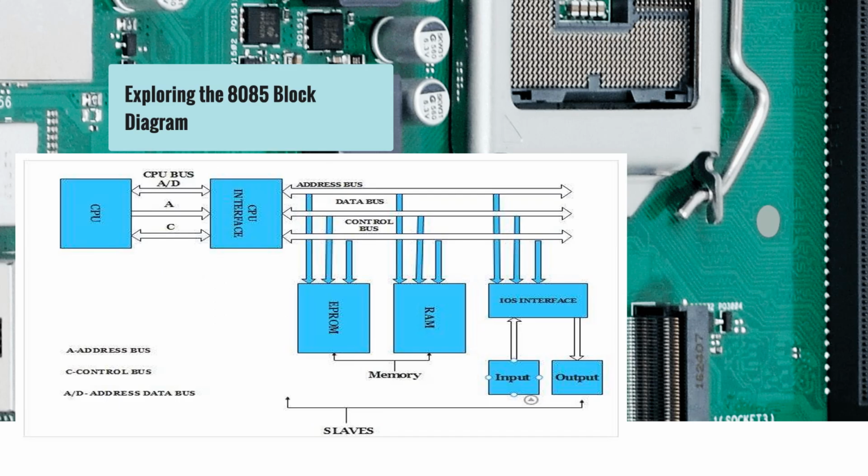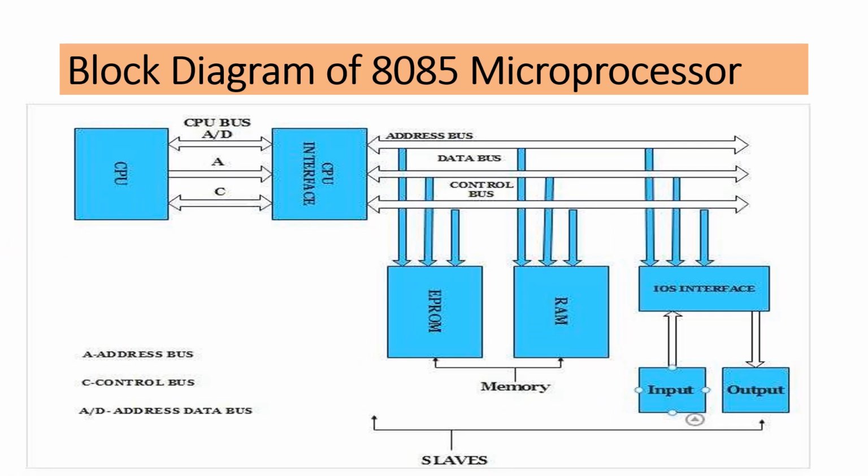Let us see the block diagram of 8085. The screen flashes the block diagram of the 8085 microprocessor, which has several key components. They are the arithmetic and logical unit, which performs the arithmetic and logical operations; the data bus, which helps to transfer data between the microprocessor and memory or IO devices; and the address bus, which carries the memory address from the microprocessor to memory or IO devices. The control bus in the 8085 microprocessor consists of several control signals that manage the data transfer and operation execution.